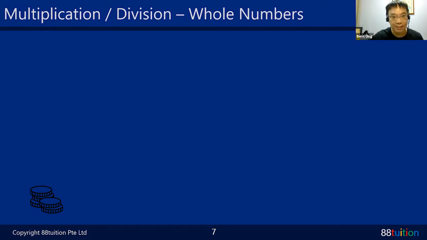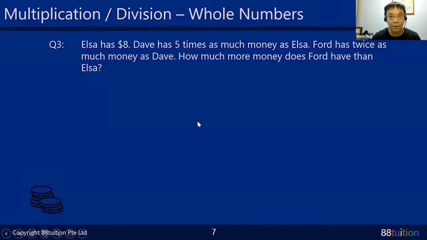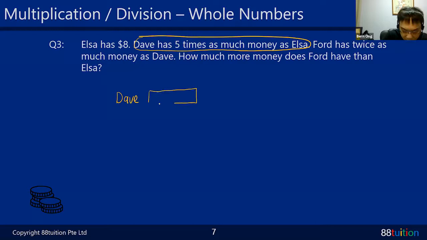So let's try this question together. All right. Yes, Anish got it. Okay, Elsa has $8. Dave has 5 times as much money as Elsa. Okay, so this statement down here, what does it mean? It means that they've got more lah. They've got 5 times there. It means that what? 5 times means 5 units. 5 times means 5 units.